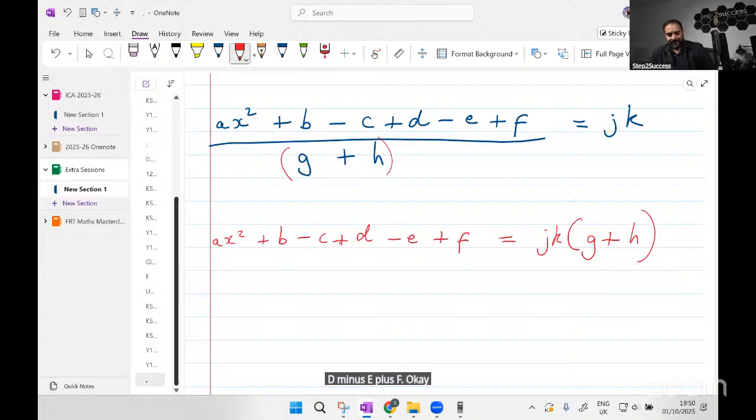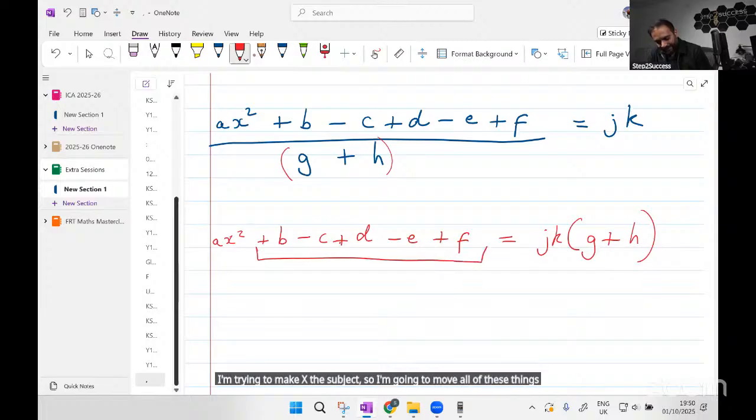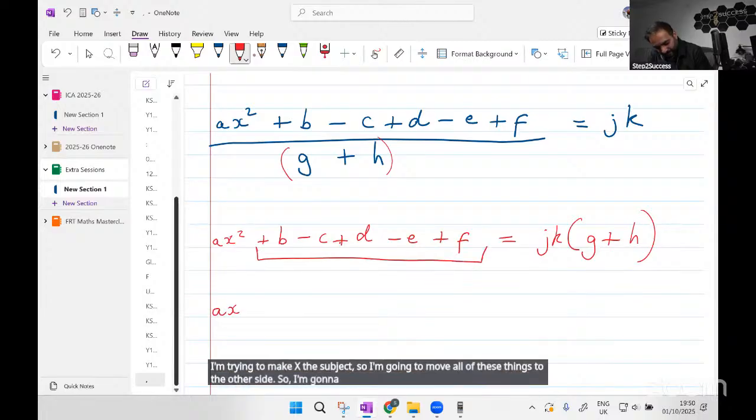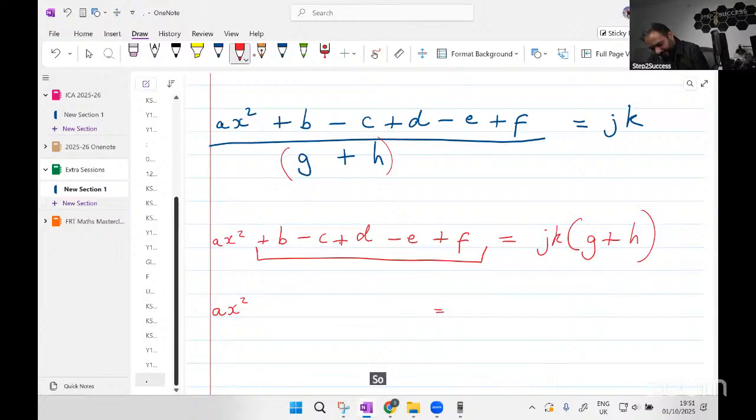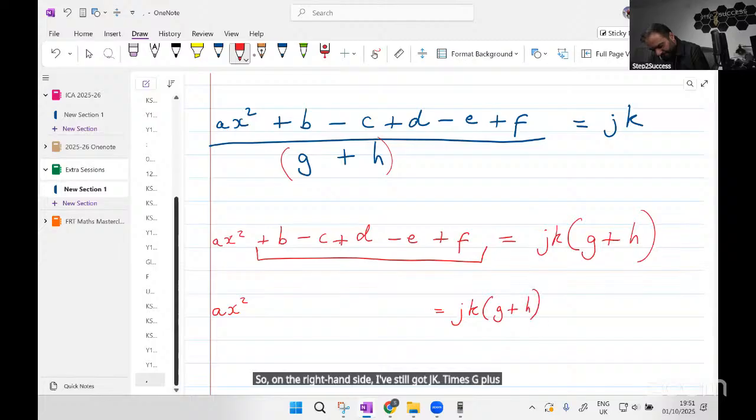Then I'm going to slowly move. Remember, I'm trying to make X the subject. So I'm going to move all of these things to the other side. I'm going to do it all in one go. On the right-hand side, I've still got JK times G plus H, so leave that as it is.